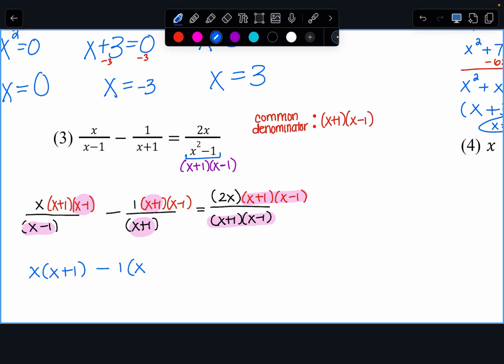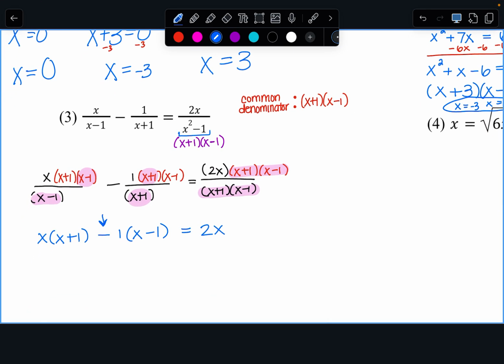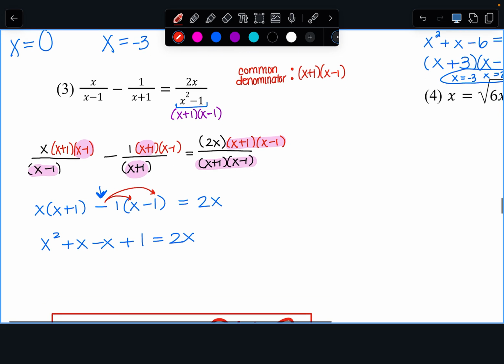And then for this, I'm actually just writing out what the distribution is, but if you are comfortable going right in, go ahead. The only reason is because of this minus sign here. That minus sign needs to be distributed as well. And if you're okay with remembering to do that, that's totally fine. So we have x squared plus x minus x plus 1 equals 2x. Because again, we had to distribute this -1 there and there. Okay?